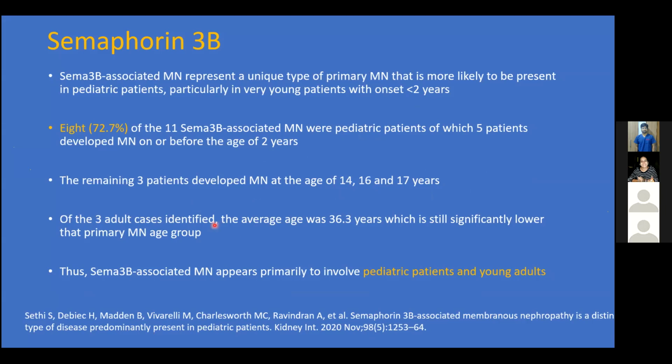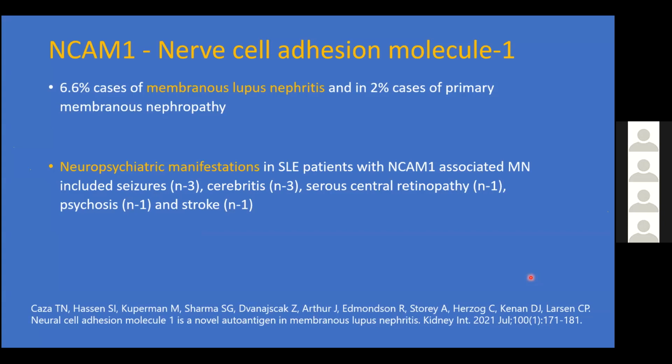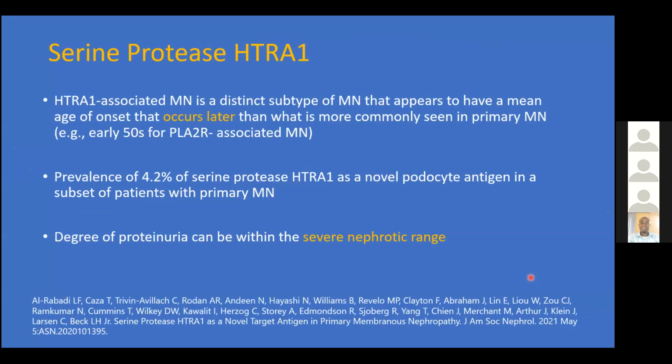And only 3 adult cases were identified. The average age was 36.3 years, which is still significantly lower than the primary membranous age group. So this is semaphorin 3B in pediatric patients and young adults. Next, neural cell adhesion molecule: 6.6% of cases of membranous nephropathy in lupus and 2% of cases of primary membranous nephropathy. And these membranous nephropathy patients frequently have neuropsychiatric manifestations like seizures, cerebritis, serous central retinopathy, psychosis, and stroke.